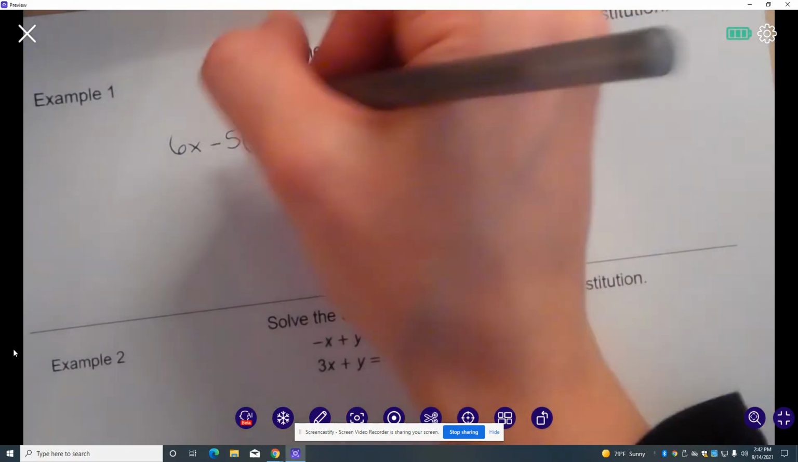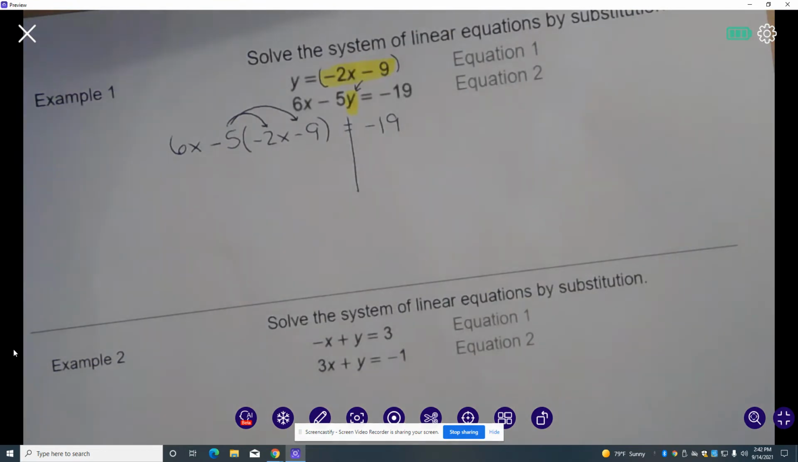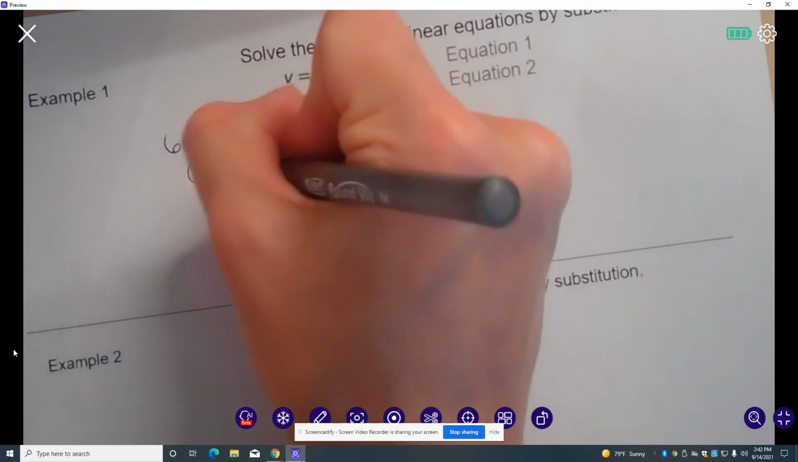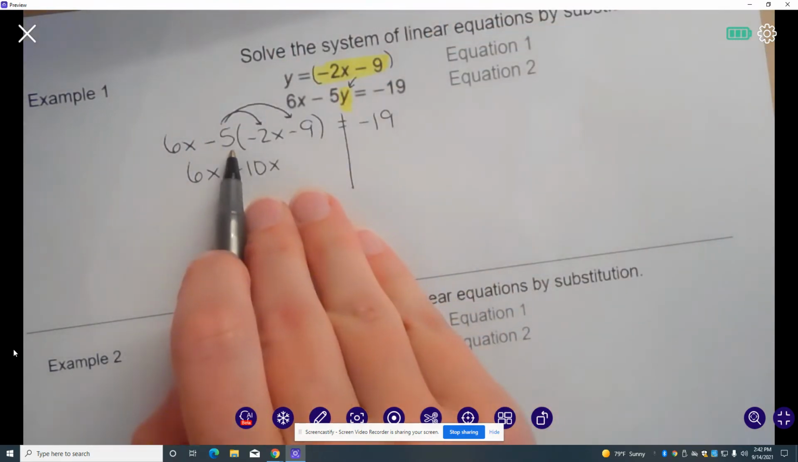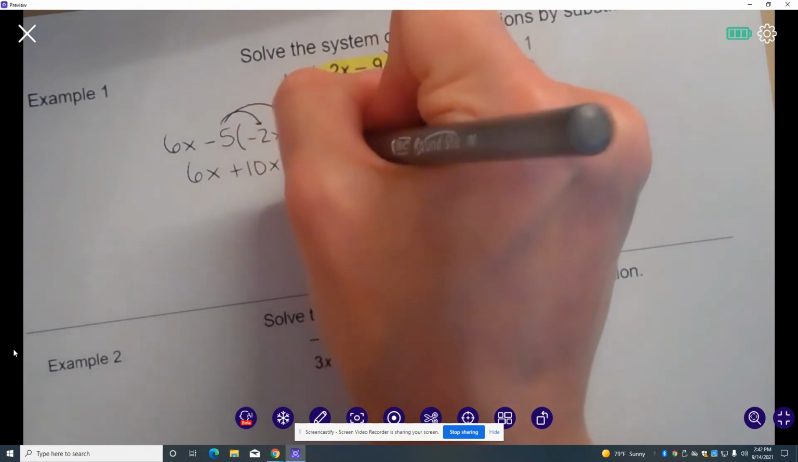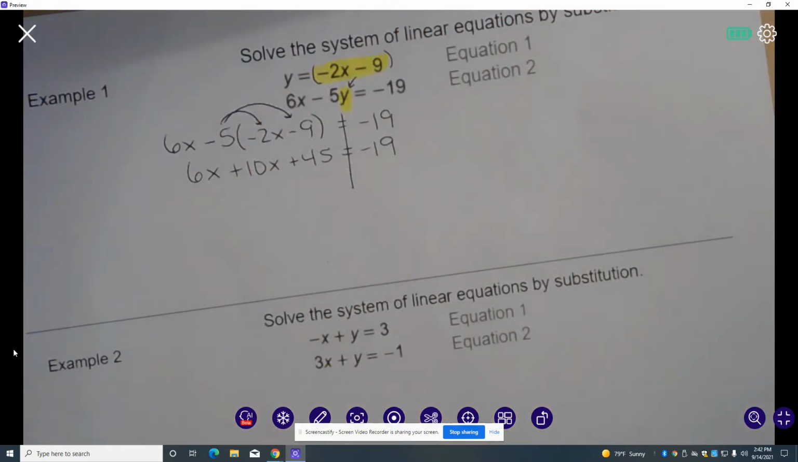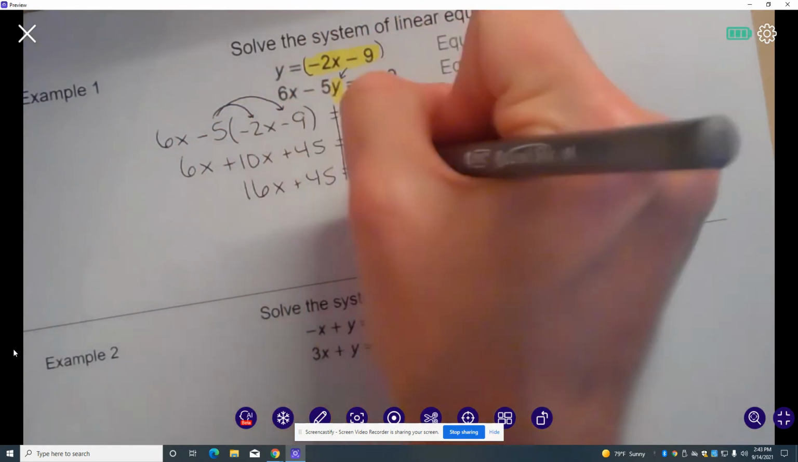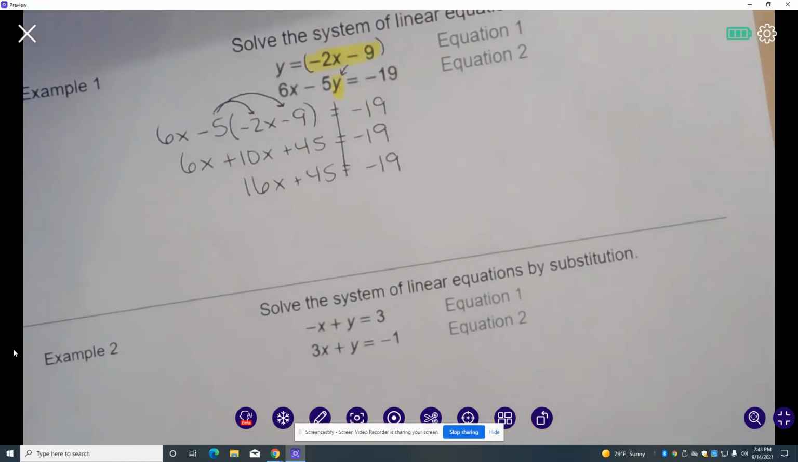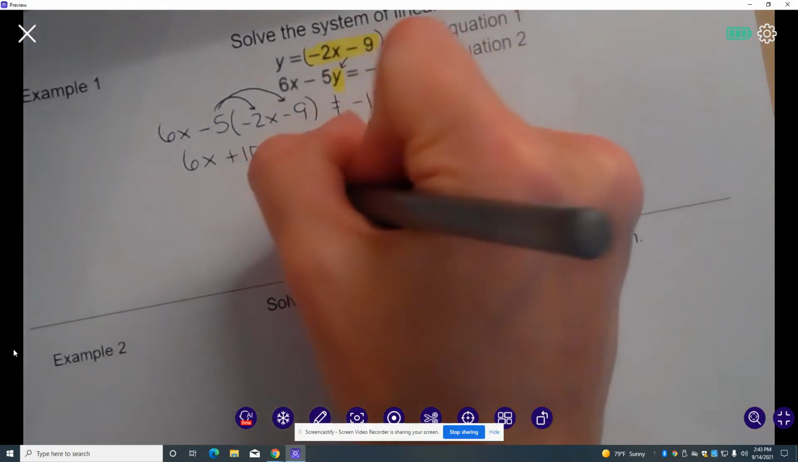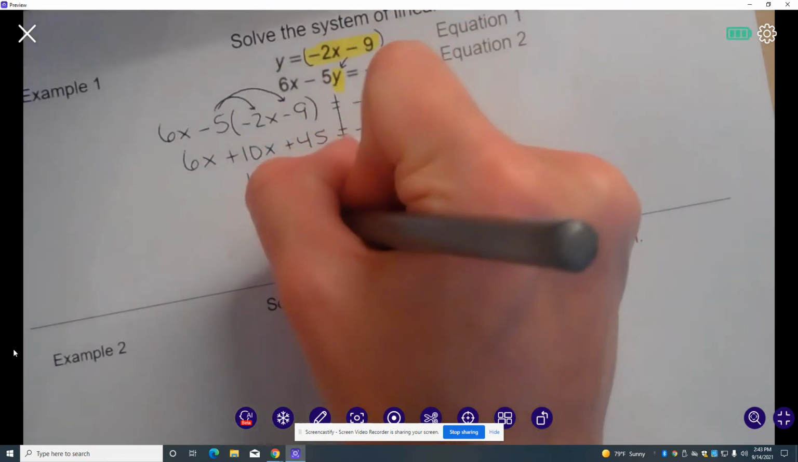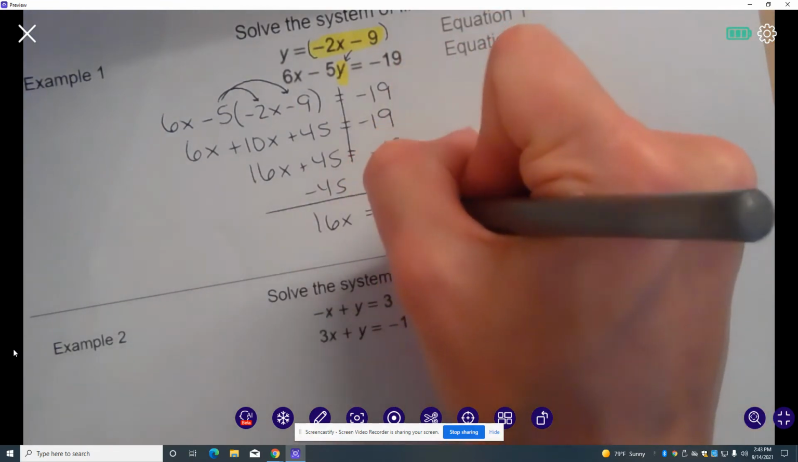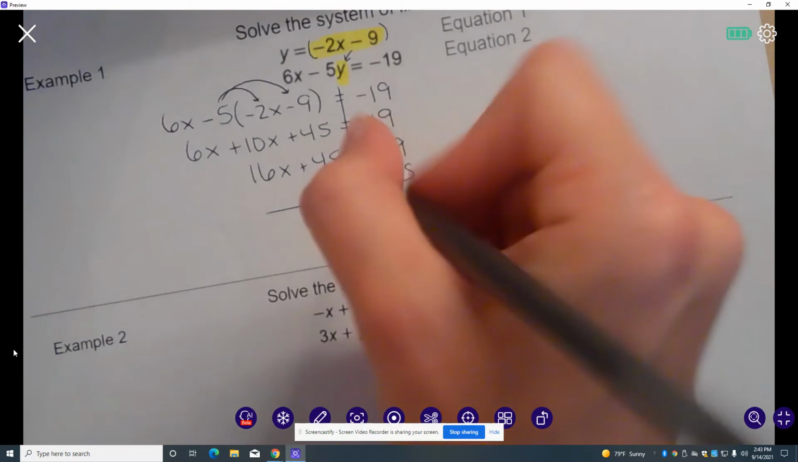I see that I can use the distributive property here. I'm going to distribute that negative 5. So 6x, negative 5 times negative 2x is positive 10x. And negative 5 times negative 9 is positive 45. I have some like terms. I can combine those terms to get 16x. I'm going to subtract 45 on both sides. And then divide both sides by 16.